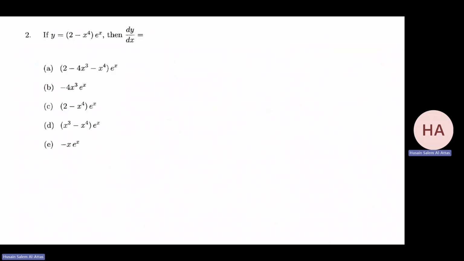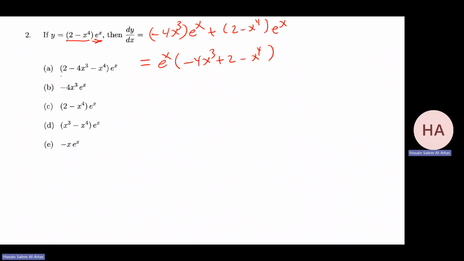Okay. This is calculation, and easy ones. Product rule. This times this. So it will be the derivative of the first, minus 4x cubed, times the second, plus 2 minus x to the power 4 times the derivative of e to the power x, which is e to the power x. Now take e to the power x as a common factor. What's the remaining? Minus 4x cubed plus 2 minus x to the power 4, which is this one.